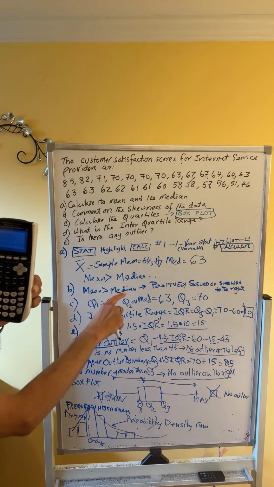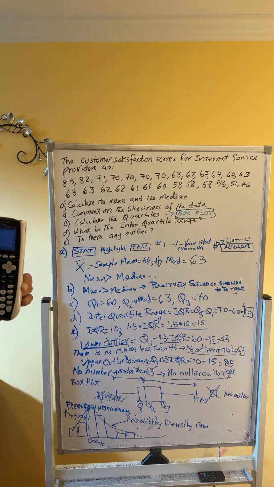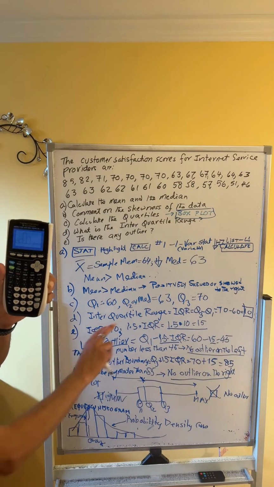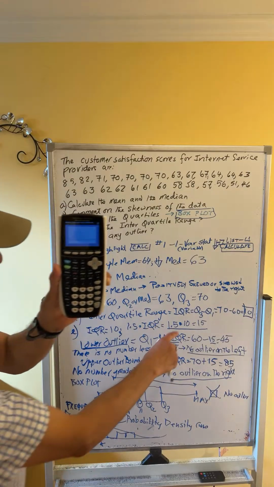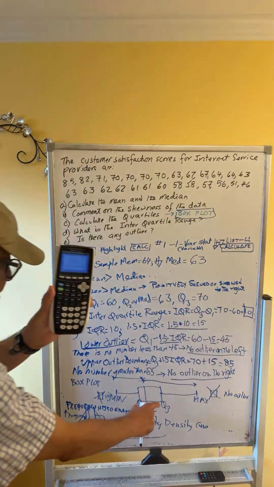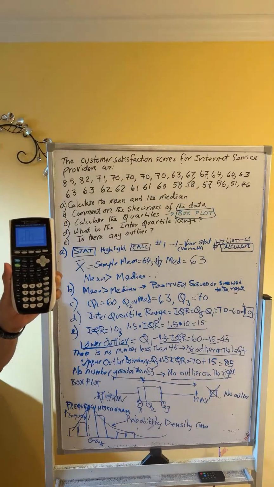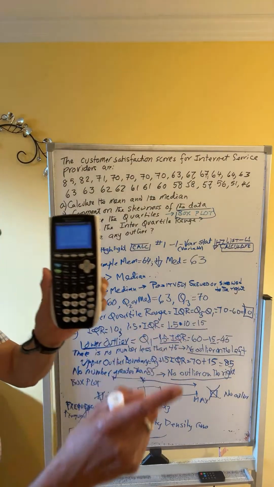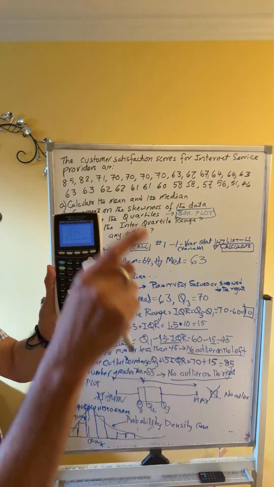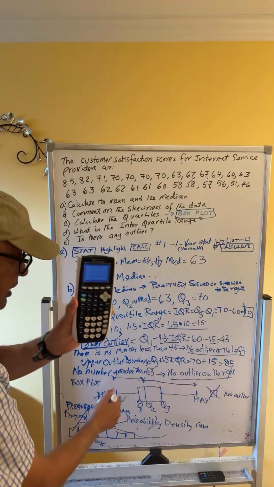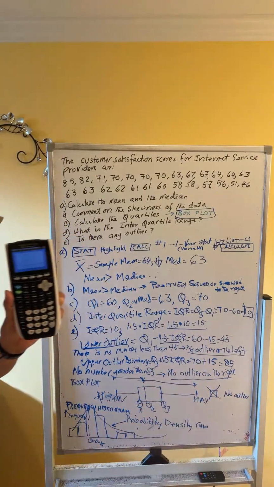Then they ask for Q1, Q2 and Q3. Okay, get those numbers from the stat calc. Calculate the interquartile range, which is Q3 minus Q1. It is the width of the box. Okay, then multiply 1.5 times IQR. Why do we need to do that? Because we want to establish the lower outlier boundary on the left and the upper outlier boundary on the right.